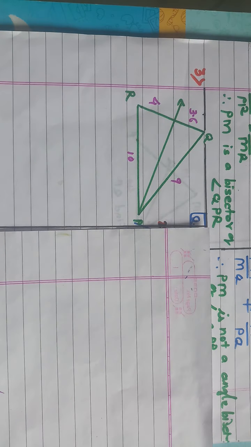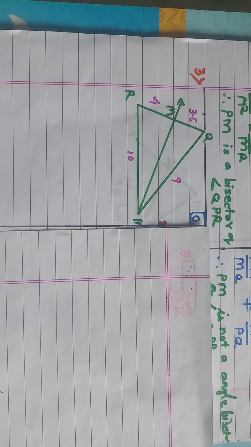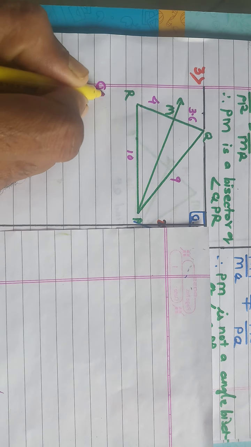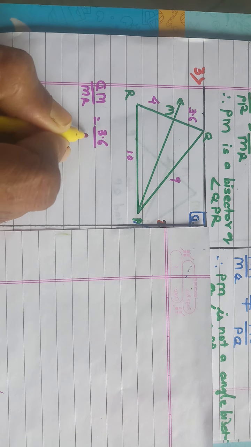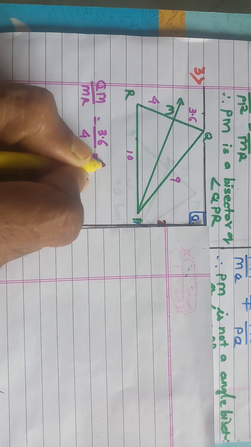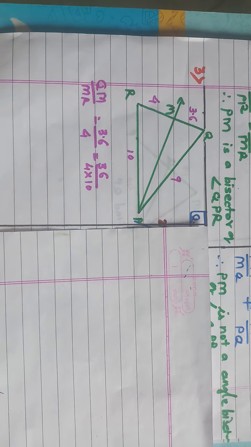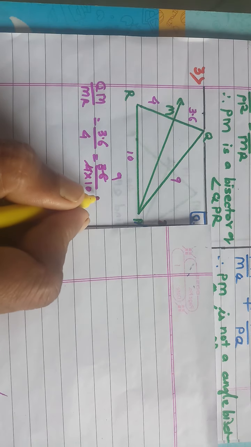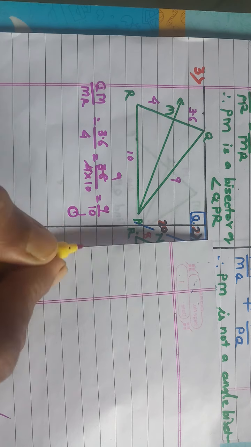Now this is M, point M. Here is the point M. Find out the ratio of QM to MR. QM is 3.6, MR is 4, so it is equal to 36 upon 4 into 10. Okay, now 4 9s are 36, so 9 upon 10, equation number 1.